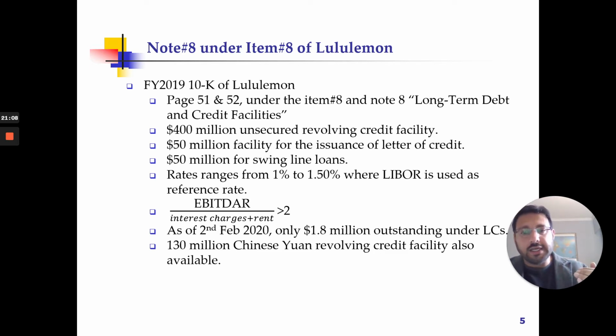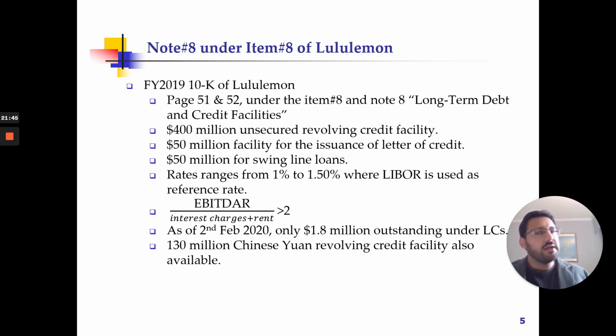If you see, on the 2nd of February 2020, when the last 10-K annual statement was issued, out of all that 400 million the company has only 1.8 million outstanding under letters of credit. So they have issued import LCs, letters of credit, against which the export has to be done, worth 1.8 million. For a company like Lululemon, which is such a big company, this is nothing.